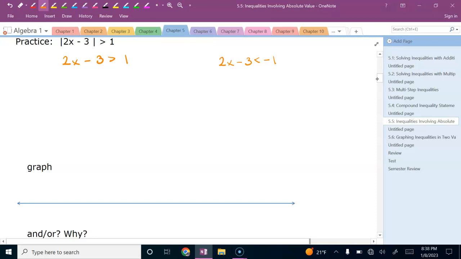So if you need some more time, which you probably do here, I want you to pause the video, finish working this out, and then resume watching when you're ready to see what it should have looked like.